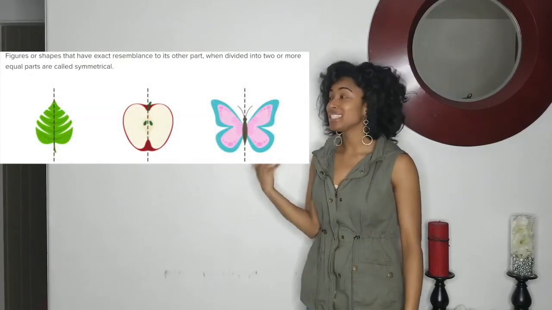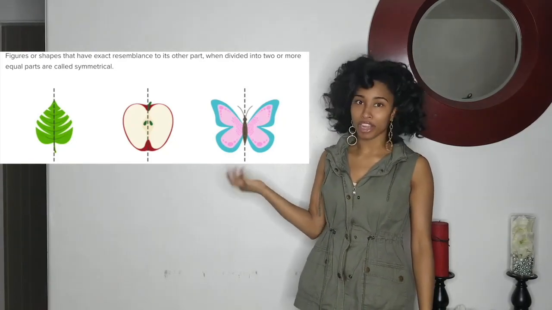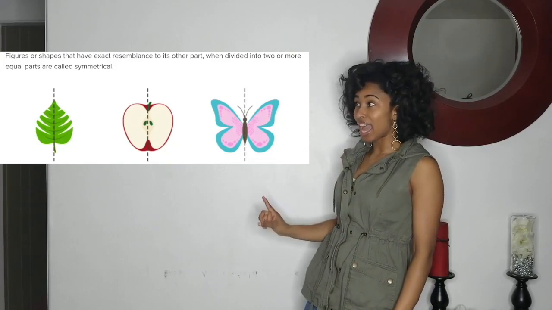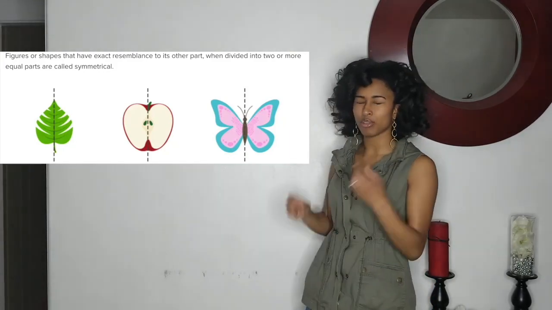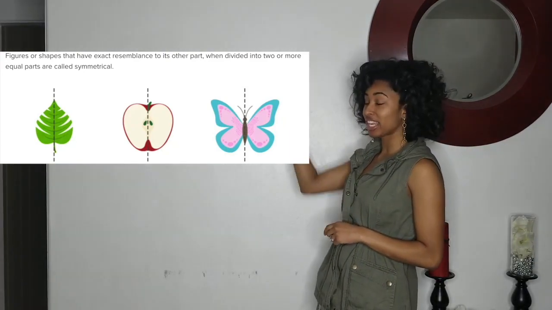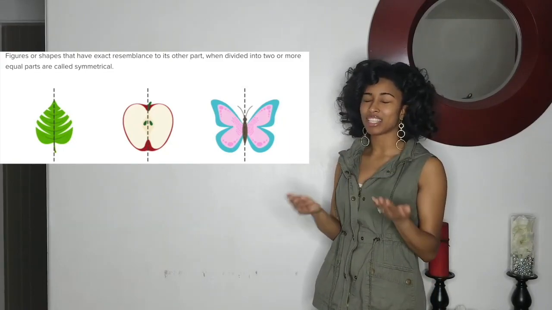Now, we find lines of symmetry in objects all around us, literally, like this picture. You can see the apple, you can see the leaf, and you can see the butterfly. You see that there's really an imaginary line, but we put dotted lines through so that you can imagine it, okay? It's like the dotted or imaginary line that goes through the object that creates it into two identical halves.